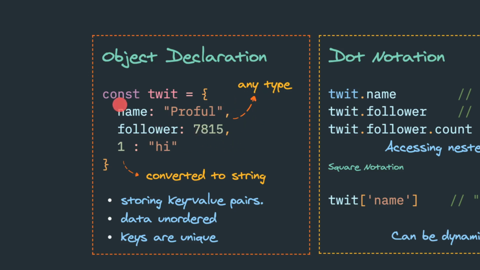And the data is unordered. If you try to loop over it, there is no guarantee that name will come at the top. The order may be undefined. Recently the ES standard has been trying to standardize this, but earlier legacy browsers had a completely unordered data type. They don't follow the insertion order. And the keys must be unique, so you cannot have a duplicate key.